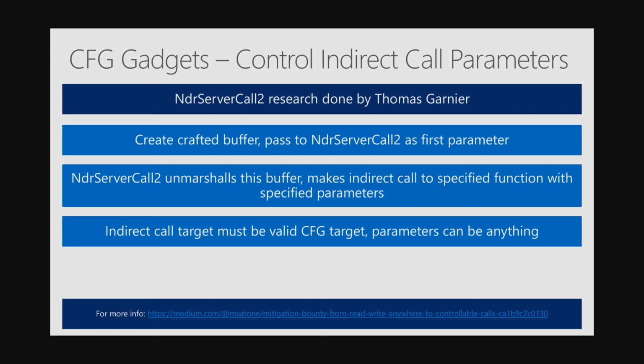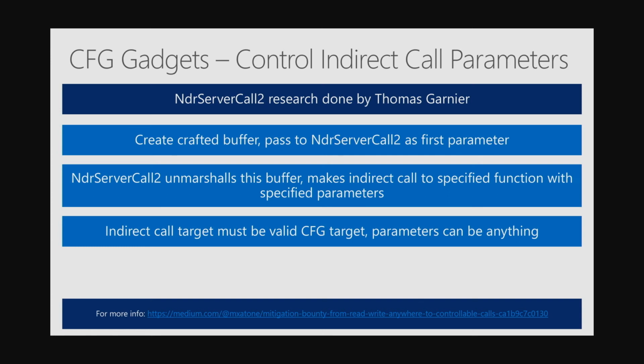Unfortunately, I don't control the parameters of any of those virtual function calls, so it's not super useful for me right now. But luckily for me, Thomas Garnier has already done some research in this area, and he found this really interesting function in the RPC runtime of Windows called NDR Server Call2. This function takes a single parameter, and when it is called, it will use that parameter to deserialize some data structures.